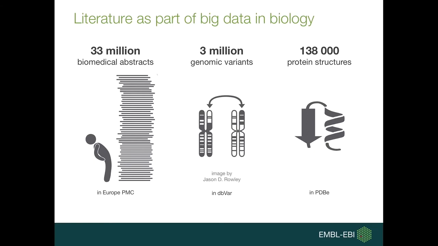At Europe PMC, we consider research literature an important part of big data in biology. There are currently over 33 million publication abstracts that are available in Europe PMC. That is 10 times the number of genomic variants in DBVAR database, or 240 times the number of protein structures available in PDB Europe. Journal articles are the major dissemination route for new findings. They contain facts and data that can be extremely valuable for future studies. Scientists access this evidence simply by reading.